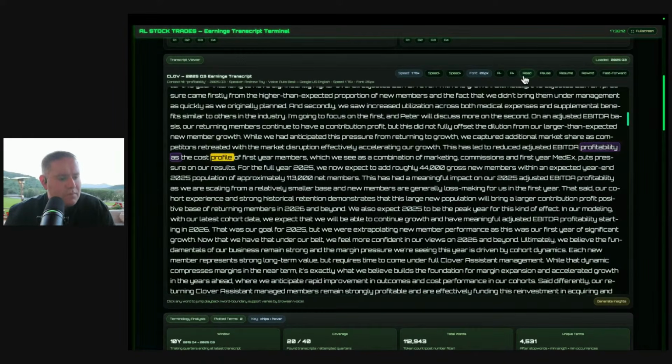EBITDA profitability is the cost profile of first-year members, which we see as a combination of marketing, commissions and first-year MedX, puts pressure on our results. For the full year 2025, we now expect to add roughly 44,000 gross new members within an expected year-end 2025 population of approximately 130,000 net members.